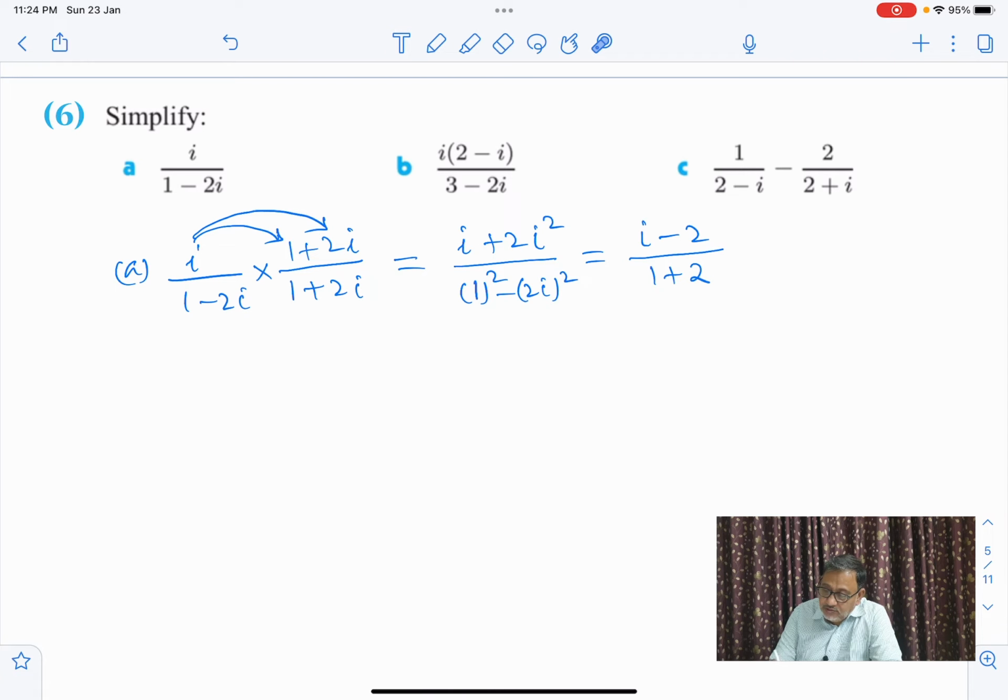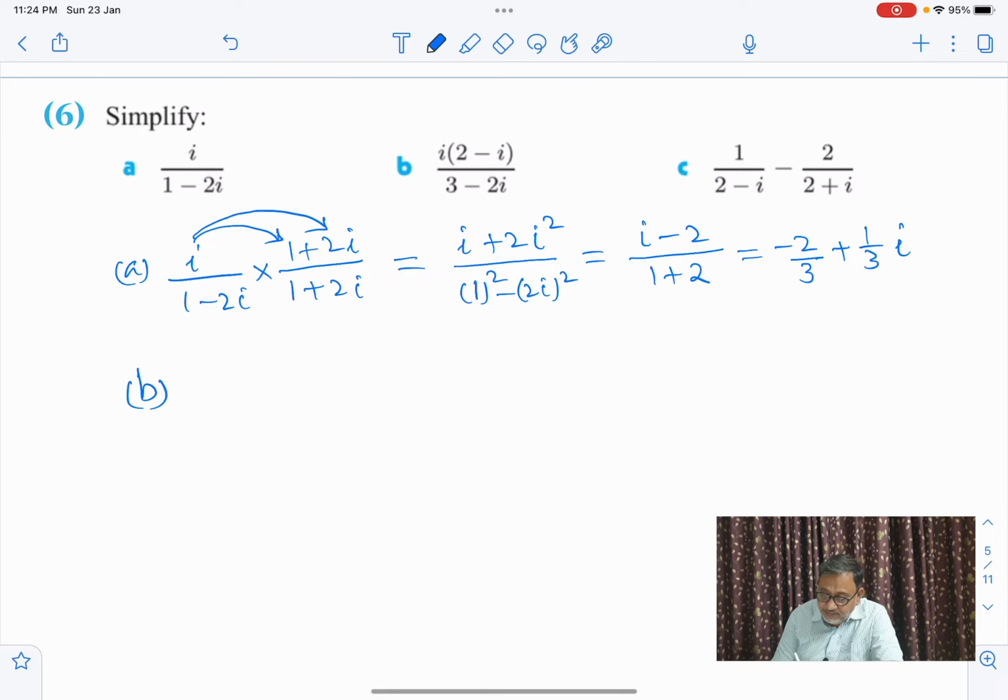Okay then. So my denominator is 3. Okay. And numerator is i minus 2. So I will write real part first. So minus 2 over 3 plus 1 over 3 i. So this is in the form a plus bi. So I hope you understood this.